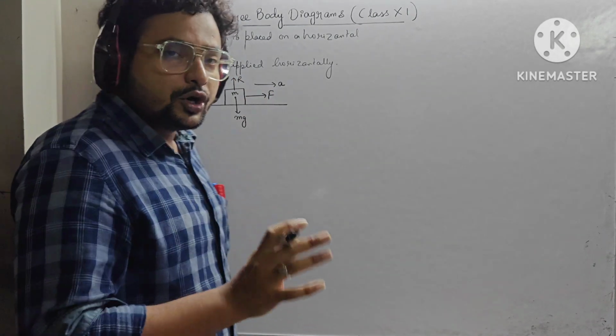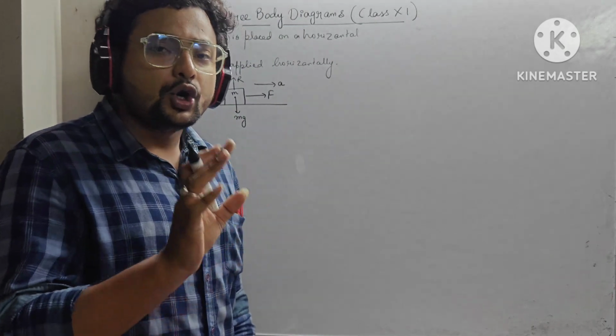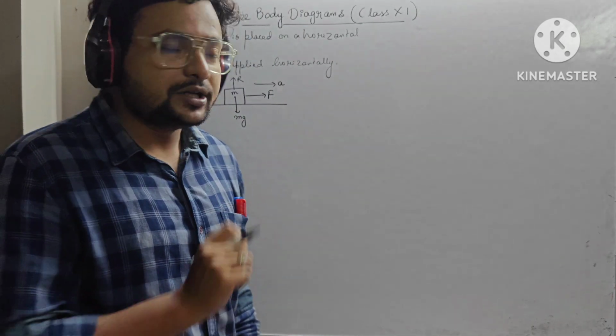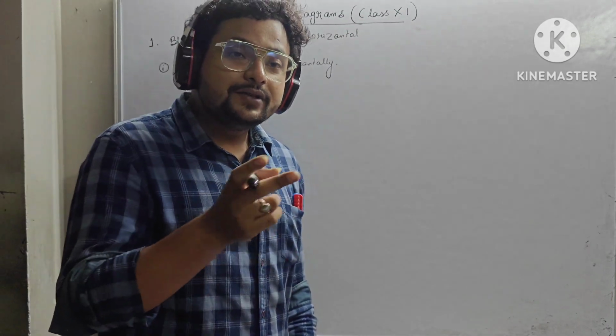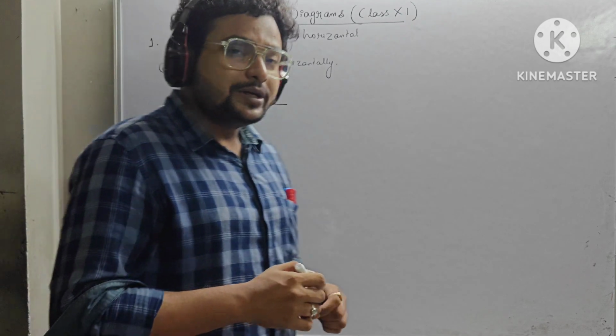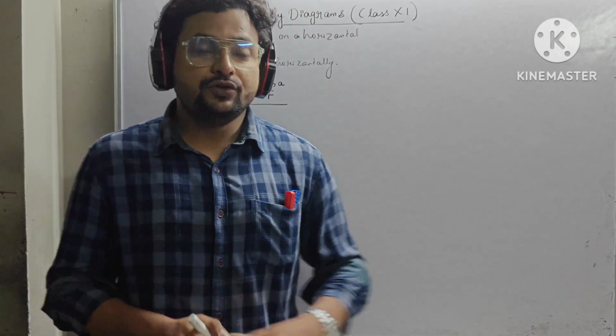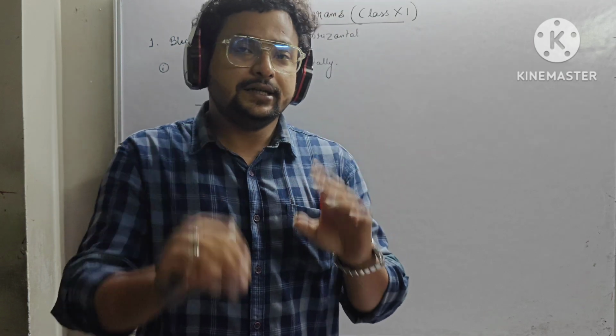So this is your first task: to mark all the forces that are acting on the body. Next, your task is to find the equations. There will be two types of equation. One will be along the vertical direction, and one will be along the horizontal direction.